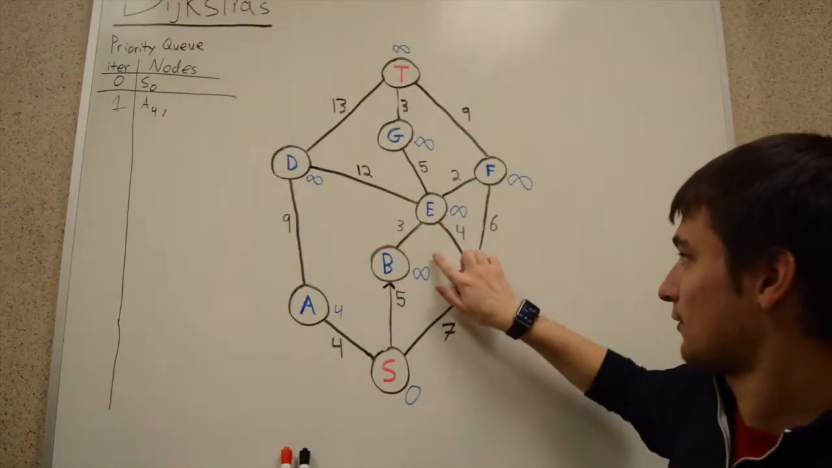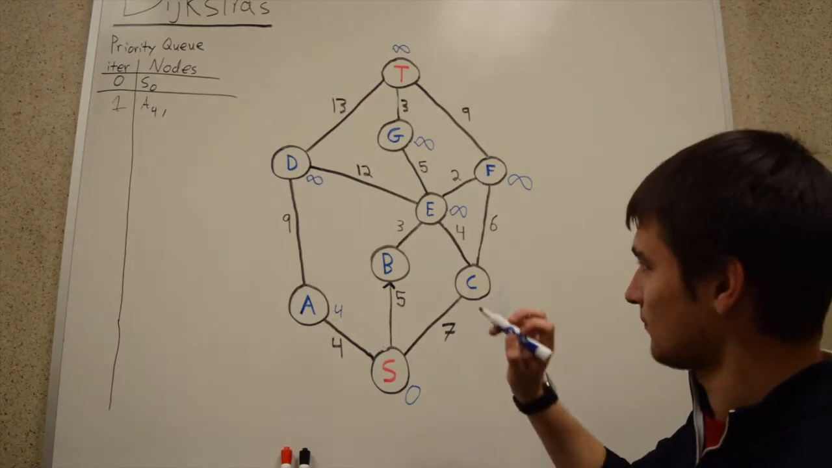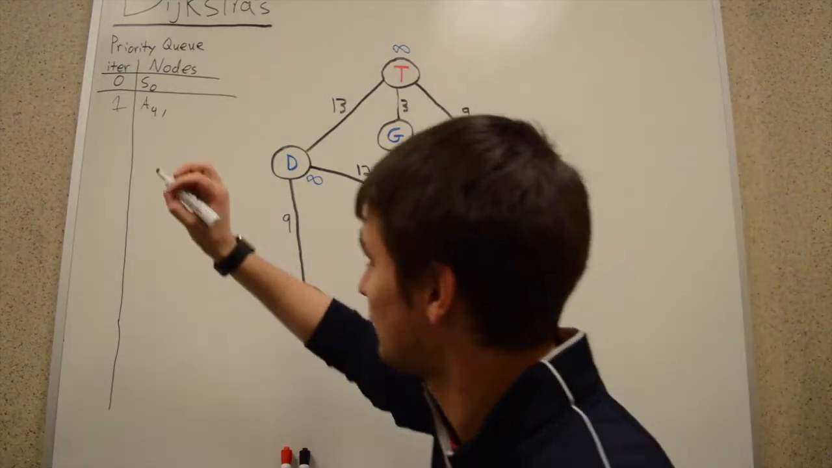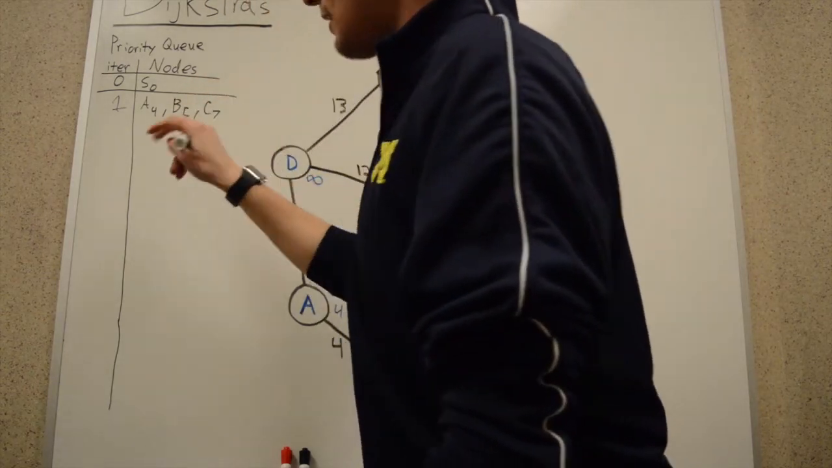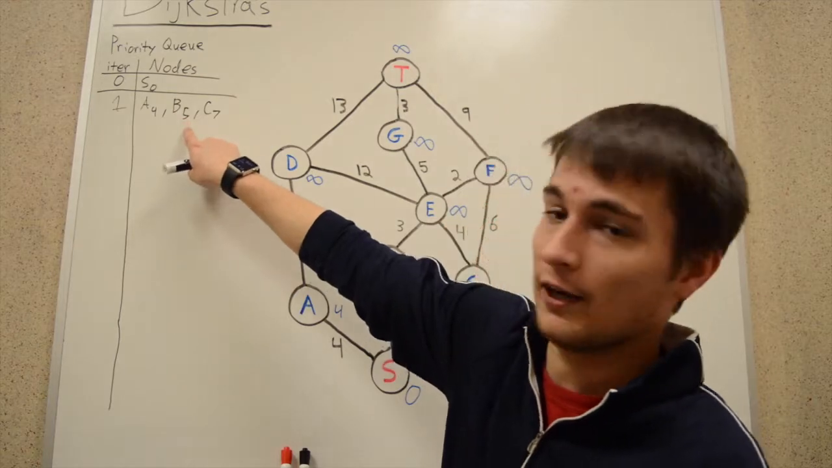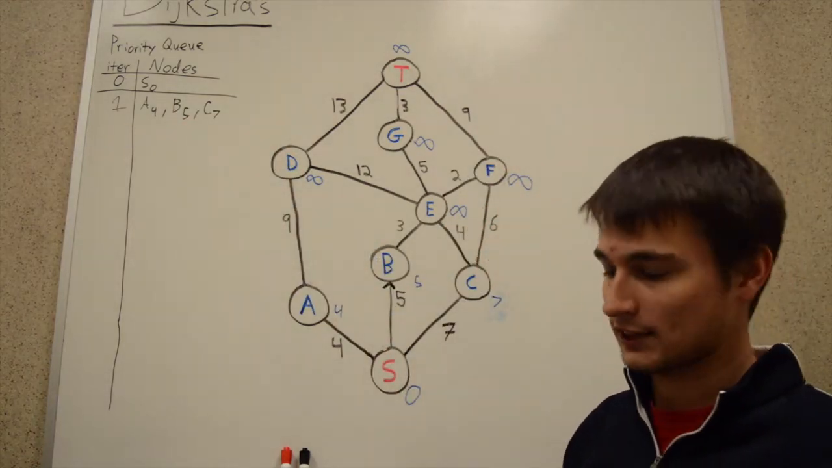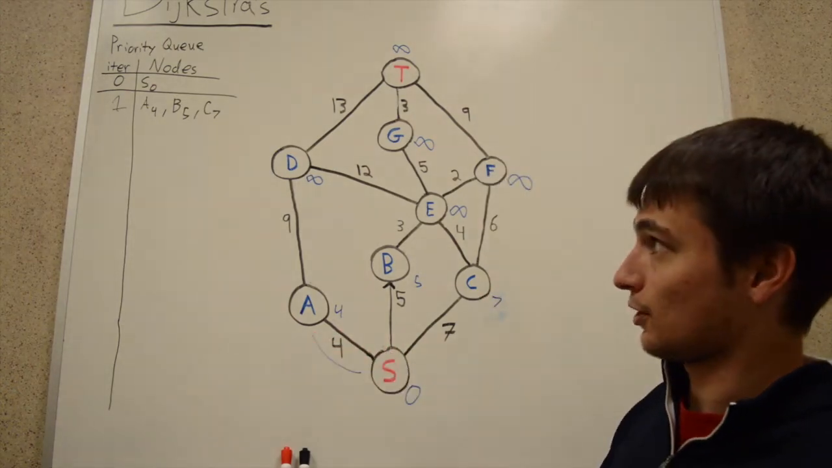Now we do the same thing for B and C. And now our queue at the end of this has A of 4, B of 5, and C of 7 in it. So now, like last time, we'll pop what was on the front of the queue. So A of 4, so we'll go there.